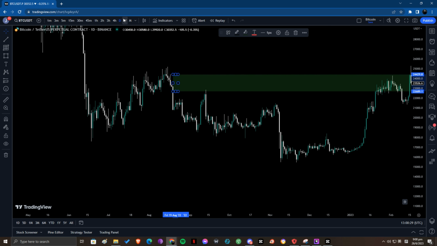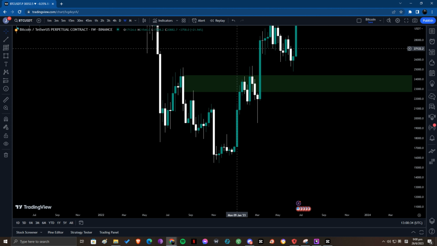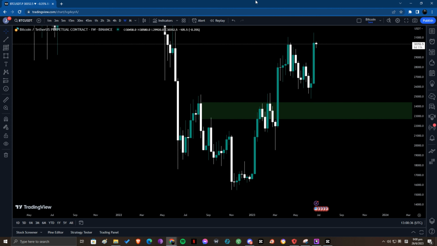Okay, so we go to the weekly and see if we can find anything. Yes, we can. So this is why I say go to different time frames, because you might find it easier to identify order blocks. Some time frames, for example the daily, might be very messy. If you go to the weekly, it might be a lot easier to spot.